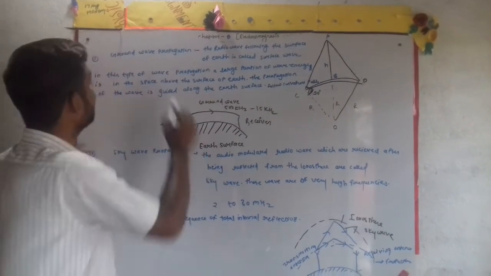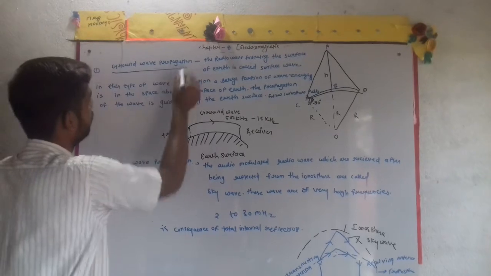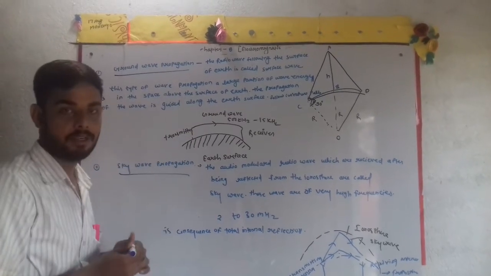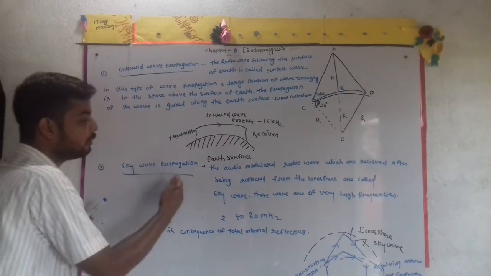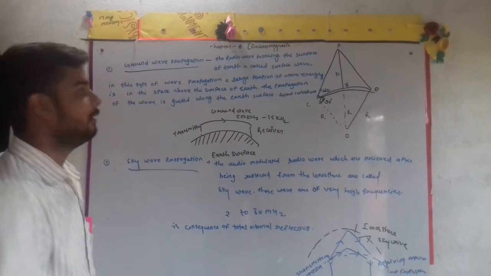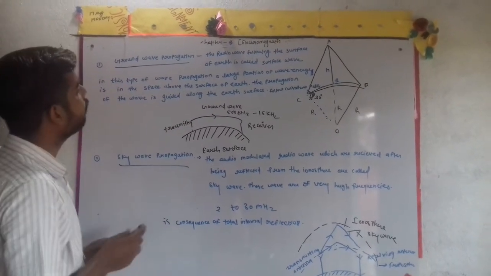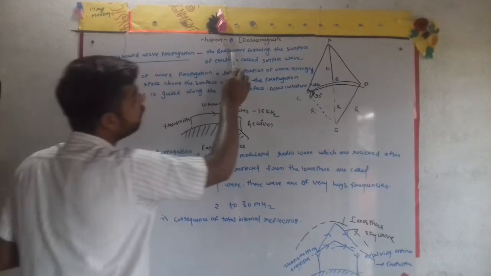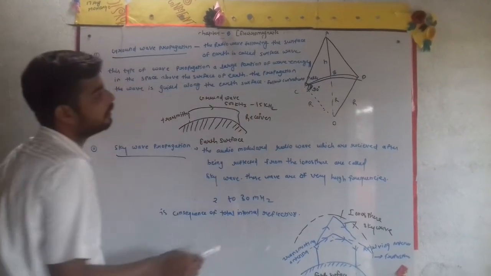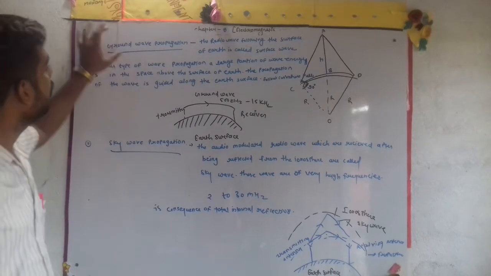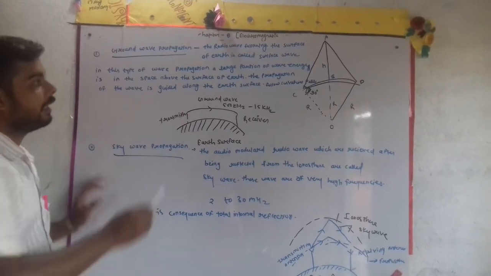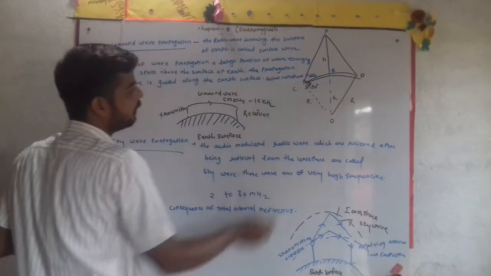Now we'll see ground wave propagation and sky wave propagation, how waves propagate from one place to another. First we'll study ground wave propagation. The radio wave following the surface of the earth is called a surface wave or ground wave.